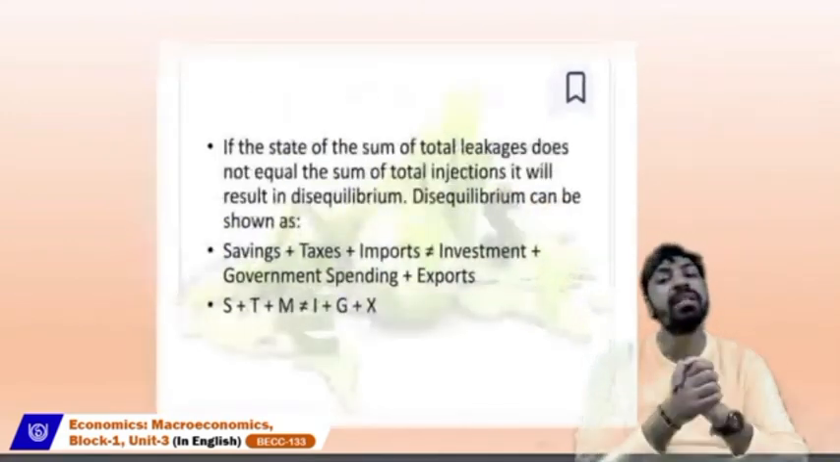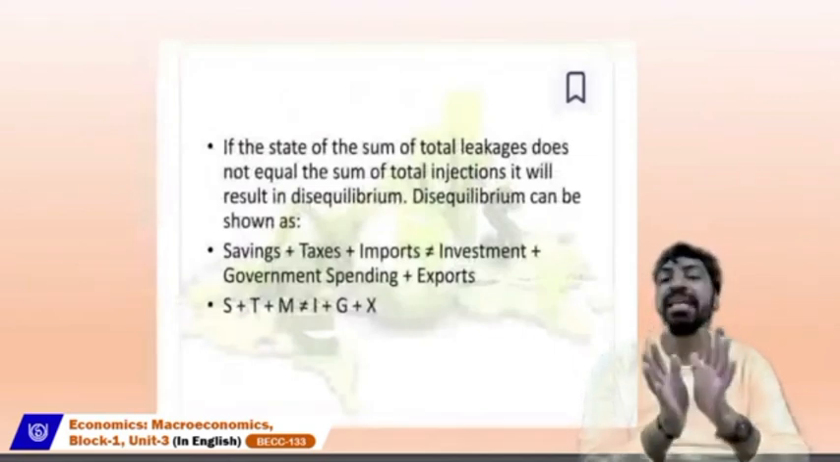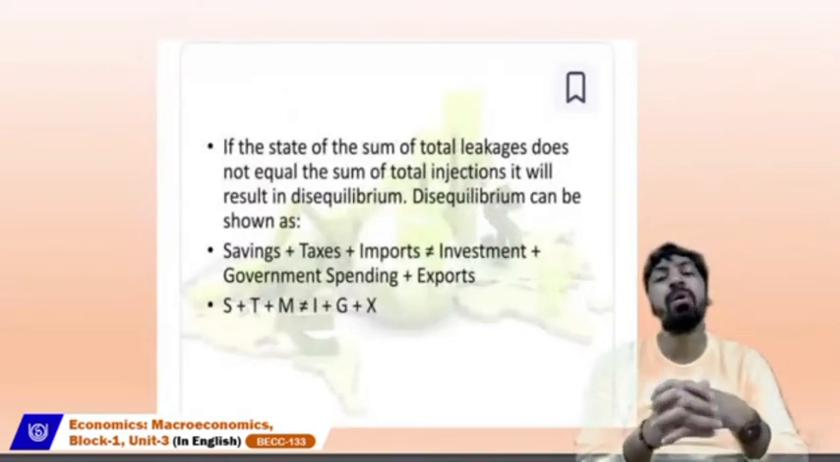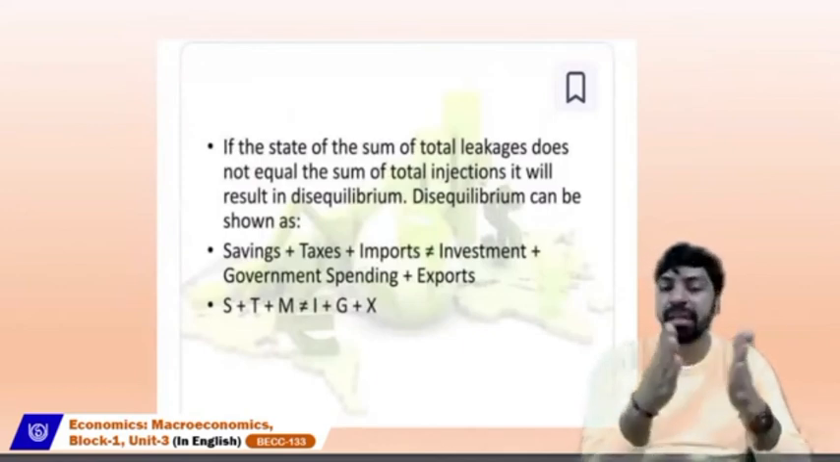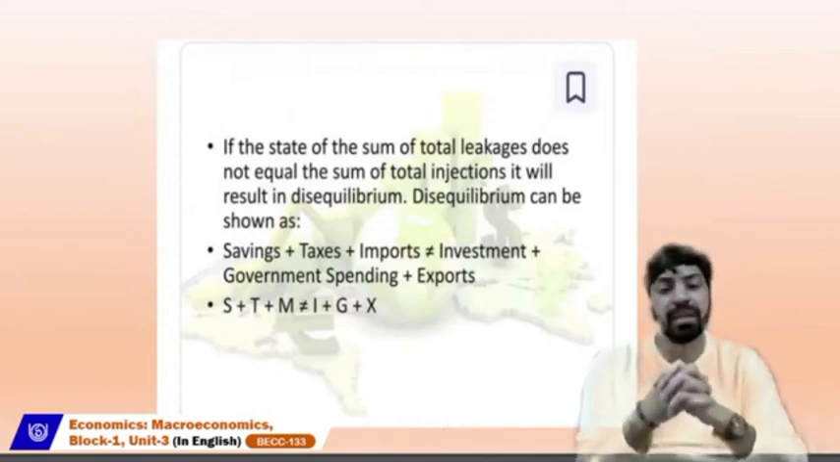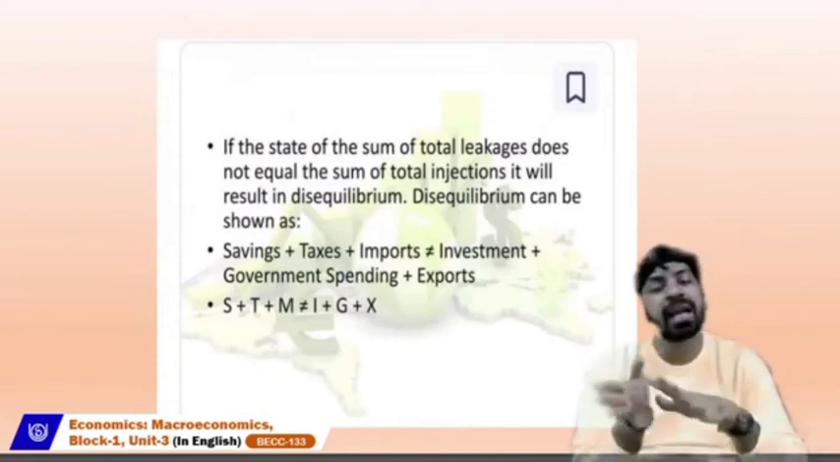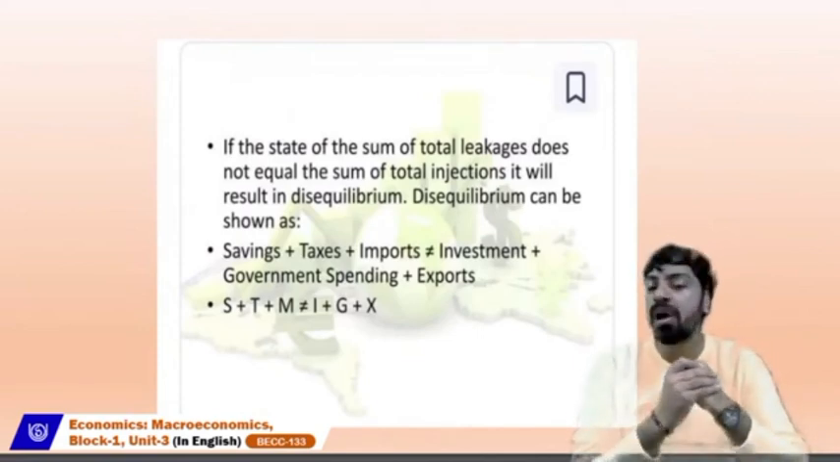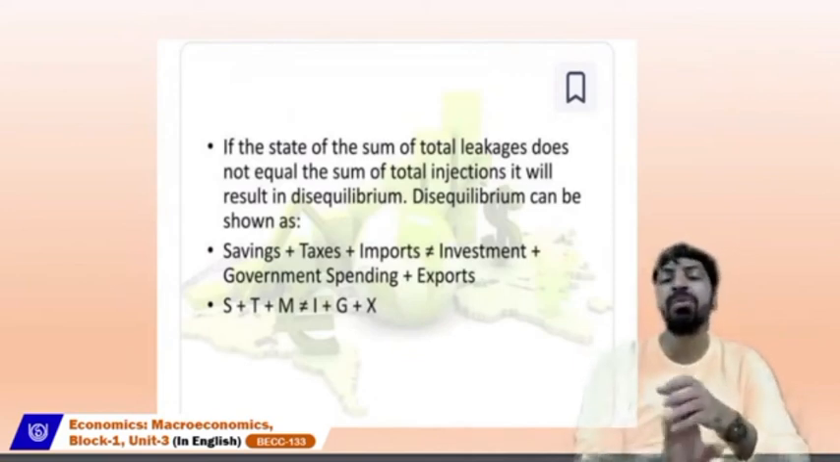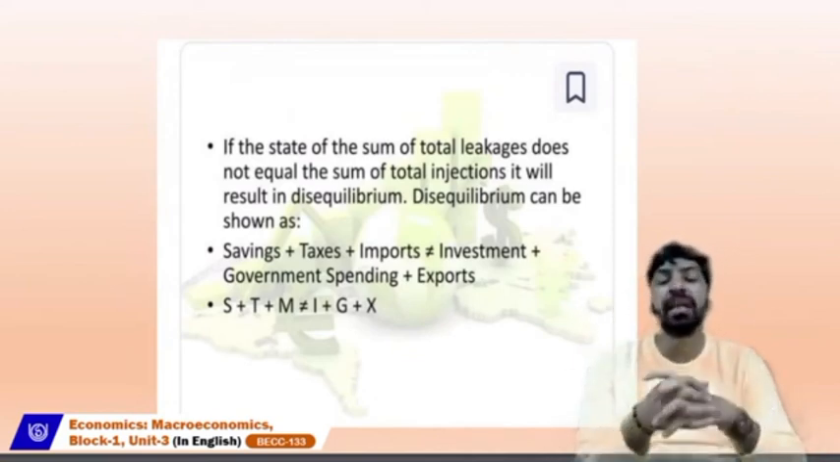If the sum total of leakages is not equal to the injections, then ultimately it is called disequilibrium, where the particular situation or condition has already been shown on the screen. That is, savings plus taxes plus imports is not equal to investment, government spending, exports, and that states disequilibrium.